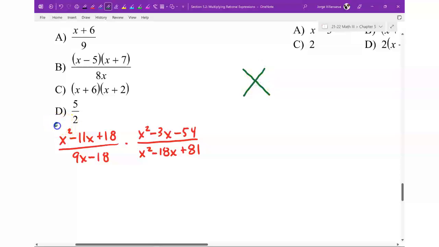So my ABC, that's going to be 1, negative 11, and 18. So 1 times 18 is 18. And negative 11 is right there for my B value. Two numbers that multiply to 18 that add up to negative 11 would be what? Negative 9. Oh, okay, I'm sorry. There we go. And those are good. So, all right. That gives us x minus 2, x minus 9. So perfect. Let's write that down. X minus 2, x minus 9.